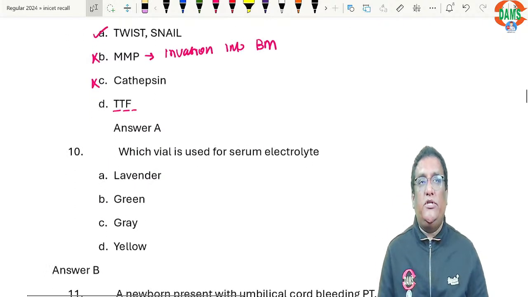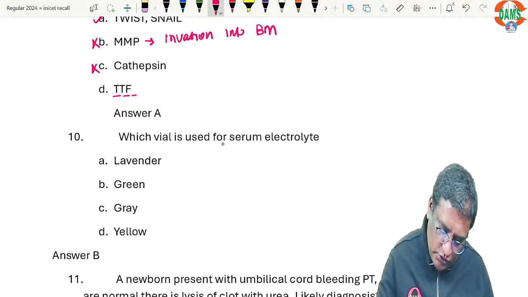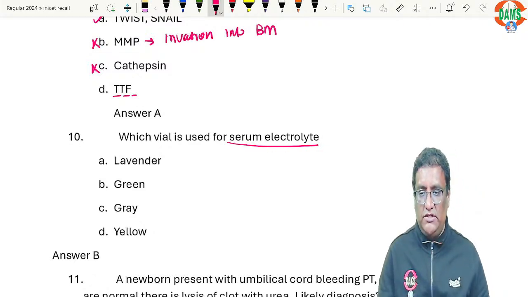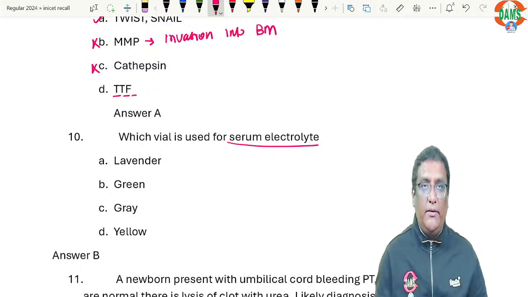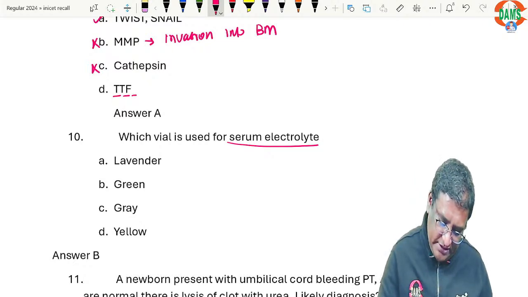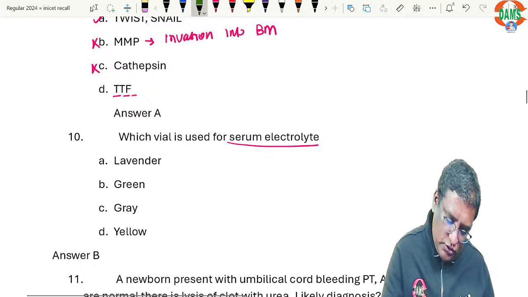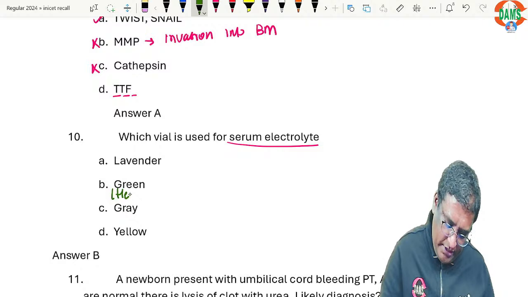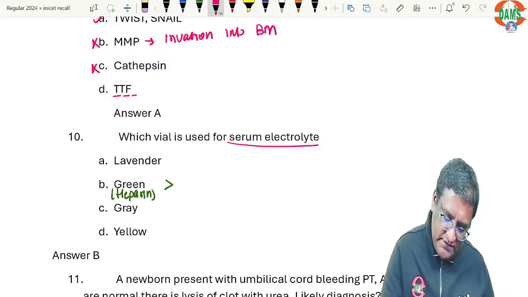Next, question number 10, which vial is used for serum electrolyte was given? So for serum electrolyte, I told you already, we discussed, green more than red. Green tube is what? Heparin tube. So green is heparin. If possible, we have to use heparin. If heparin is not there, then we can use serum tubes.